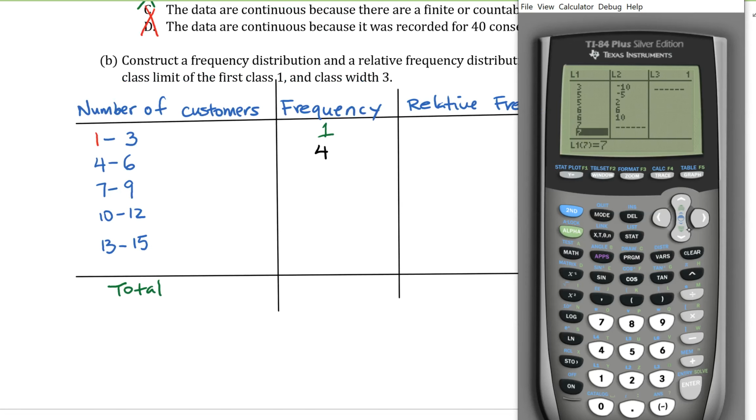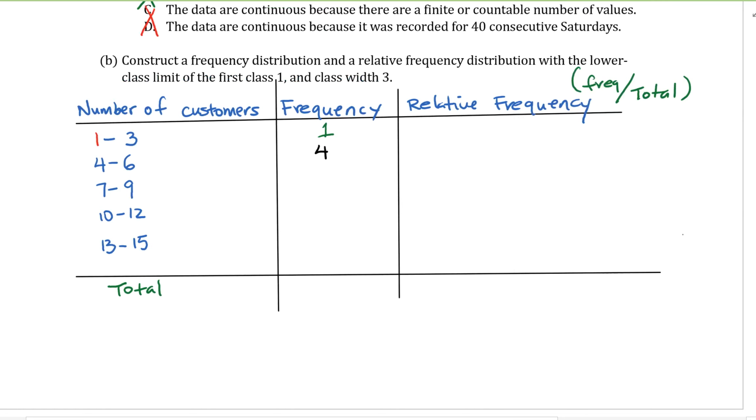So 1, 2, 3, 4, 5, 6, 7, 8, 9, 10, 11, 12, 13. Notice that 13 numbers are less than 9. So the next frequency will be 13.